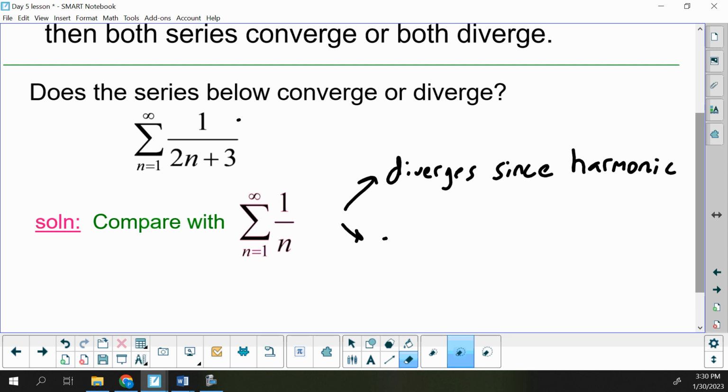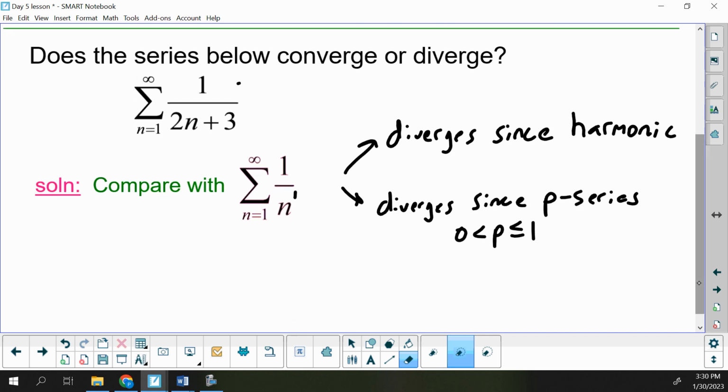Or you can say it diverges since p series with p greater than 0, less than or equal to 1, because this is really a 1 here. Now, we saw on our p series day that when p was 1, that it diverged, and that's a special series called the harmonic series that's really popular. So because of that, that's a common one that's known. If you see it, you can just say it diverges since it's harmonic. Or if you want to write it as the p series way, either one of those is fine. So we should probably write that first before we get into our comparison test.